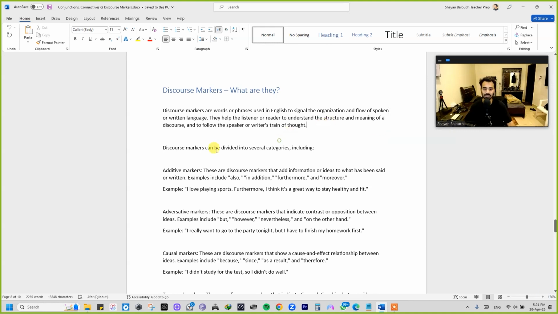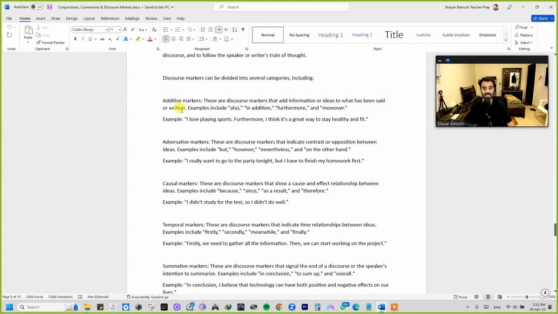Discourse markers can be divided into several categories. Here are the categories: additive markers. Additive markers are discourse markers that add information or ideas to what has been said or written. For example, we can include also, in addition, furthermore, or moreover. These words we can use in sentences if we want to add more information. For example, I love playing sports. Furthermore, I think it's a great way to stay healthy and fit.